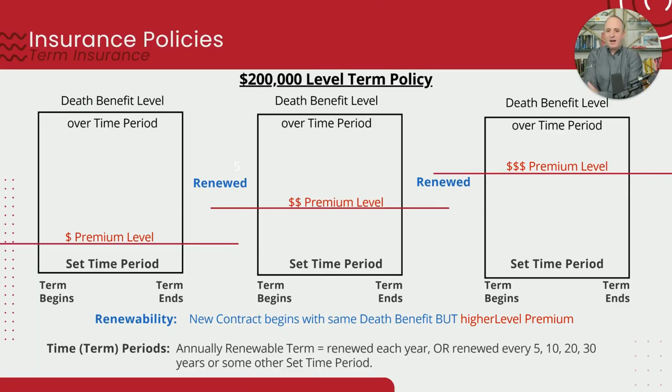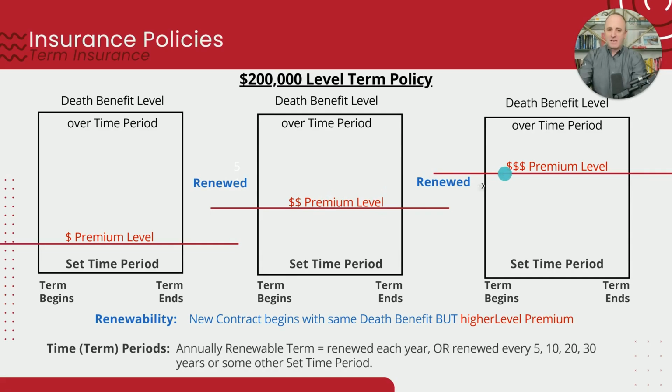This gives you an idea of the different types of term insurance. So you've got a death benefit that's level. In this case, let's say it was a 10-year period. So 10 years, term begins, term ends, the premium is here. It gets renewed over here. The death benefit is still the same, and it's still guaranteed for X period of time, but the premium, as you notice here, is higher.